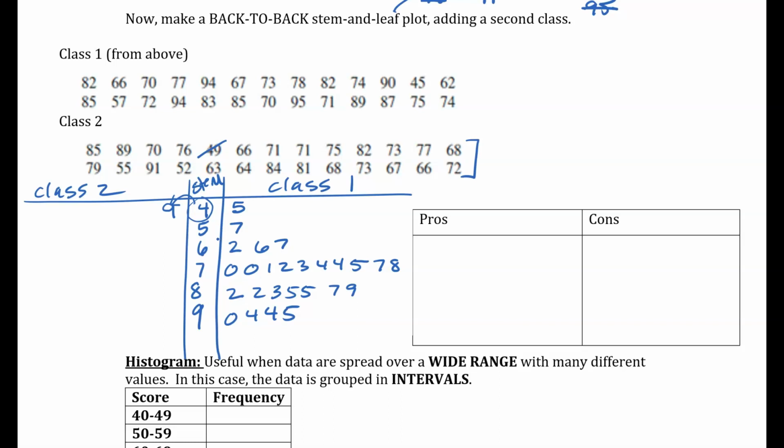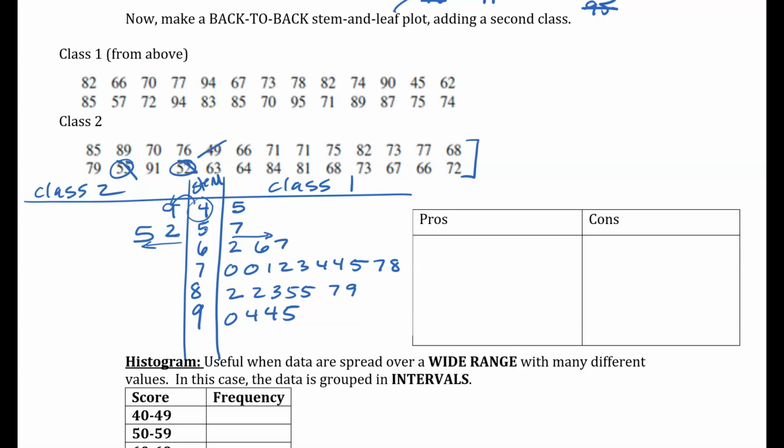And with the 5, it looks like we have a 52 and a 55. So here's a 55 and a 52. You actually have to order it so that the lowest number is closest to the stem. So the 52 is going to go first and then the 55. So it's ordered from least to greatest, working from the stem outward, this way and then this way, depending on which side you're working on. So we've got 52 and 55.